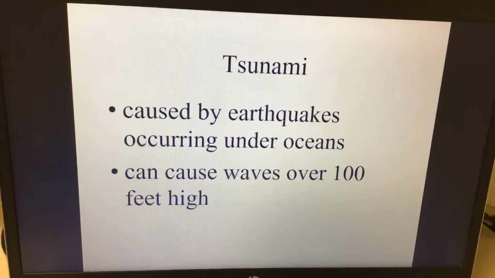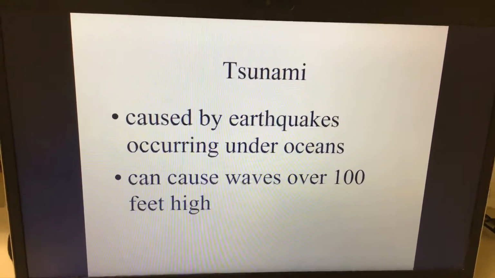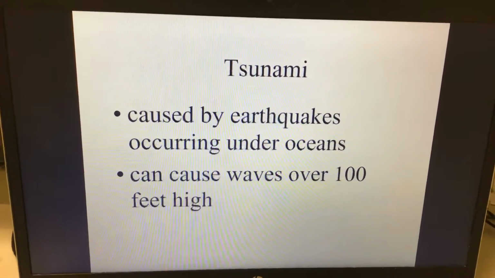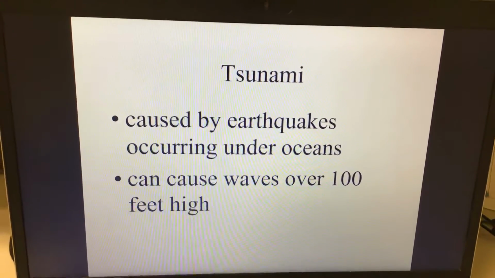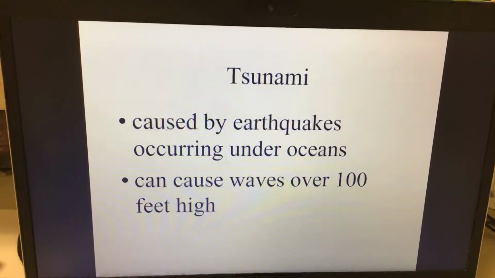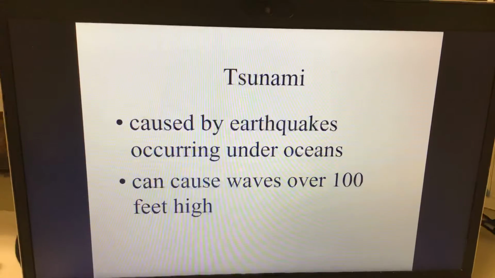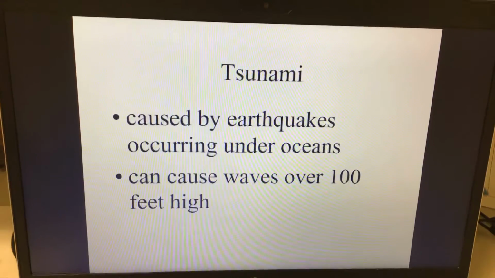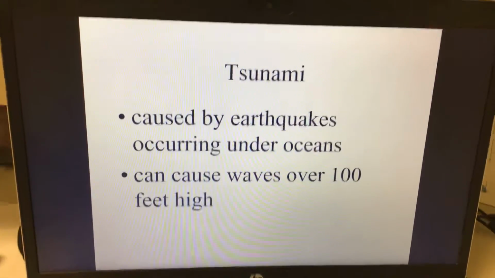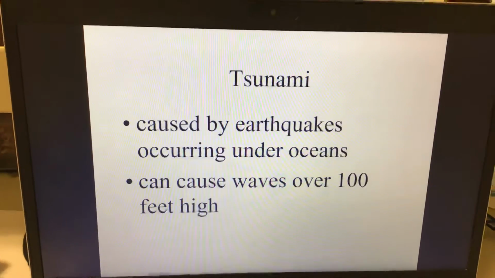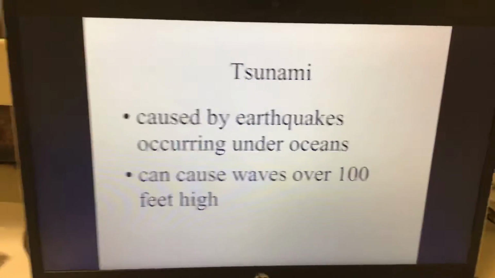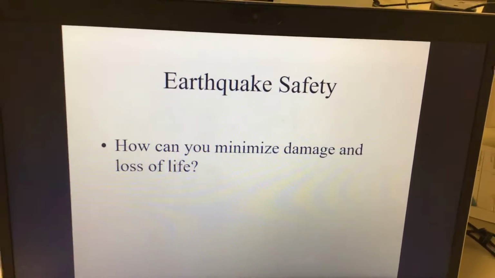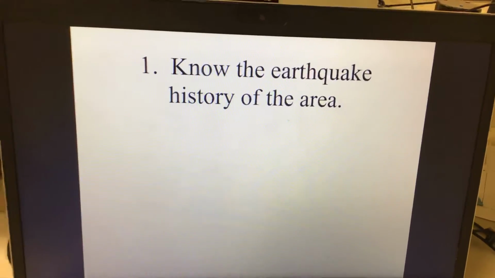We may have talked about this in the past a little bit, but a tsunami is caused by earthquakes occurring under oceans. So two plates bump into each other, causing basically a big splash, a big wave that travels across the ocean. Anytime there's an earthquake in the Pacific Ocean, like Japan and that area, a lot of times they're in danger of tsunamis.